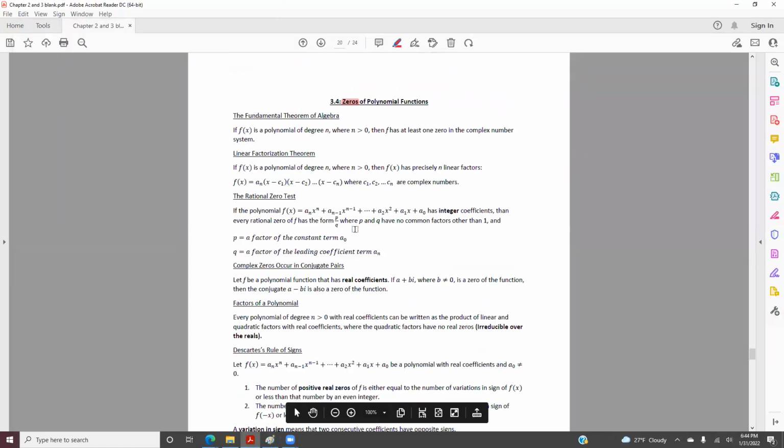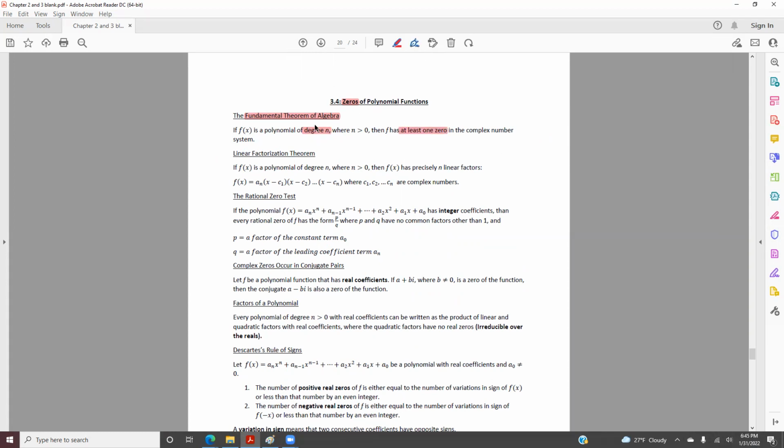All right, so we're going to talk about some theorems here. Section 3.4 is full of theorems. One is called the Fundamental Theorem of Algebra. What does the Fundamental Theorem of Algebra say? It says that if you have a polynomial with a degree of n, where n is a number like 1, 2, 3, 4, 5, then you will have at least 1 zero in the complex numbers.